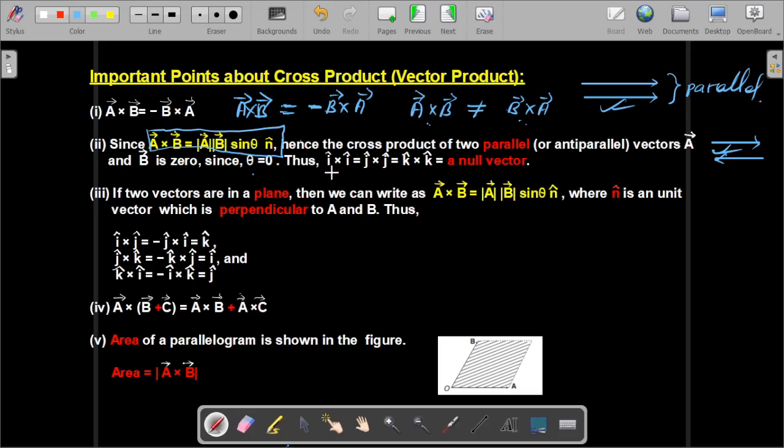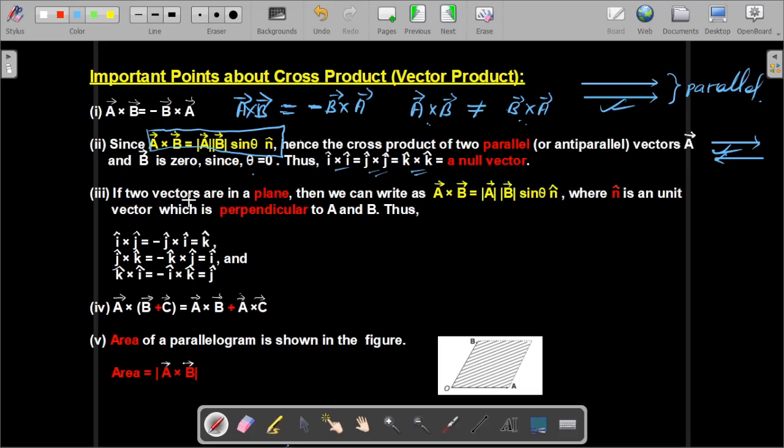Similarly, look at this. Theta, and the vectors are I cap and I cap. If we take the cross product between I cap and I cap, it will be 0. So this value will be equal to 0, a 0 vector, that means a null vector. This will be equal to 0 or a null vector.